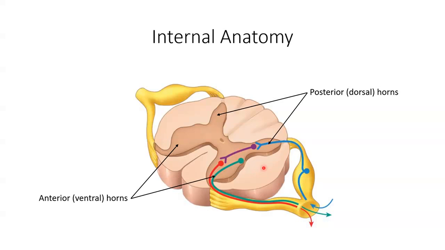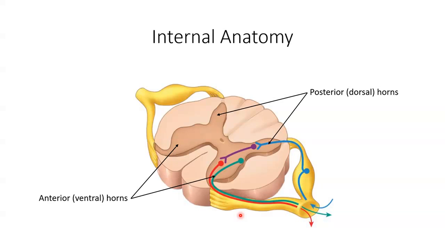The anterior or the ventral grey horns, so these 2 bits here, contain somatic motor nuclei. And so these are clusters of cell bodies of somatic motor neurons that provide the nerve impulses for the contraction of skeletal muscles, so the muscles that we can voluntarily contract.